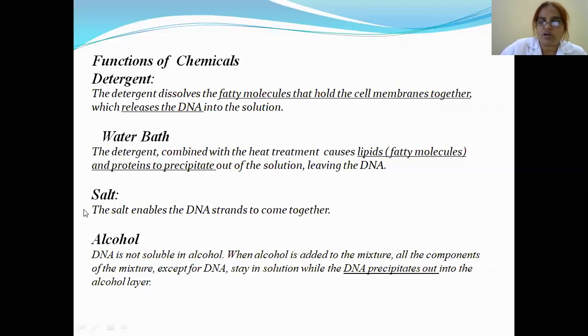Now see the function of the salt when you add it into the solution sample. The salt enables the DNA strands to come together.